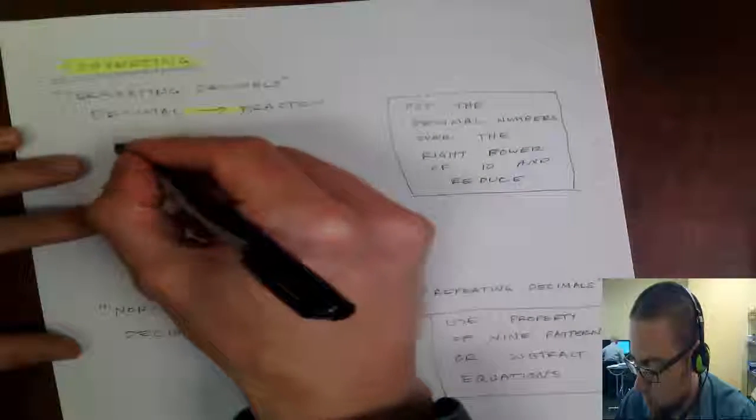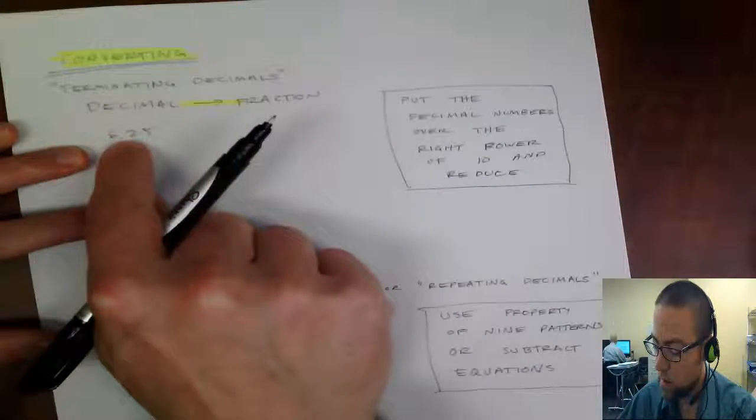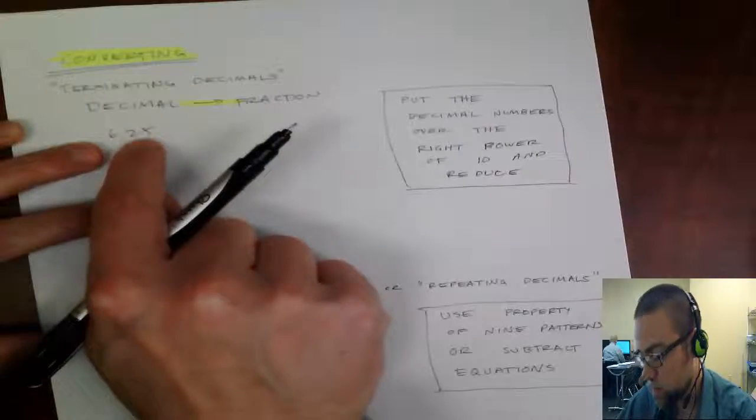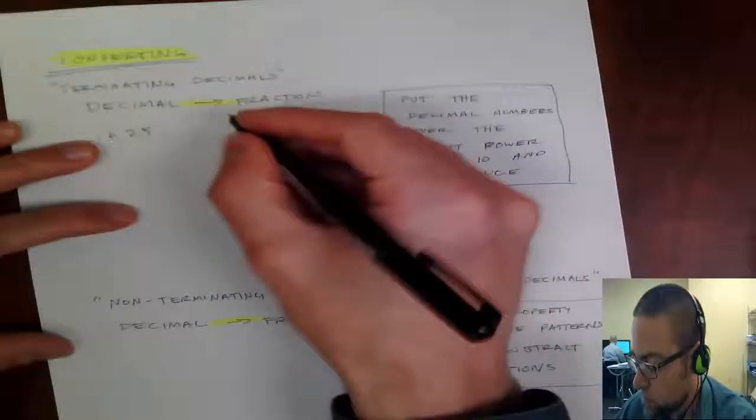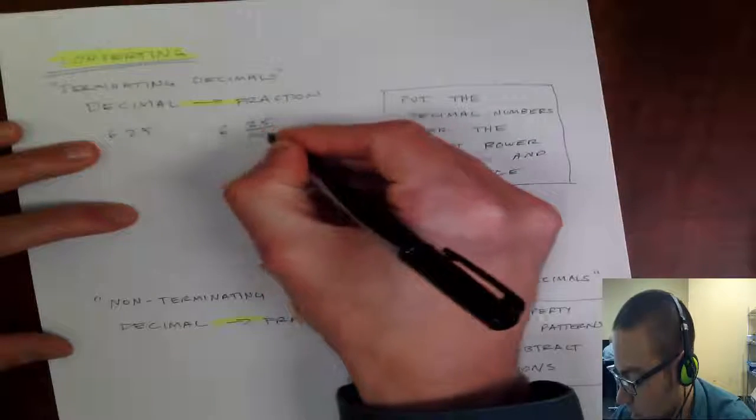So let's say we have 6.25. So 6.25, we have two digits after the decimal. So those two digits need to have two zeros. So that would be 25 over 100. So I've converted this decimal to a fraction already.